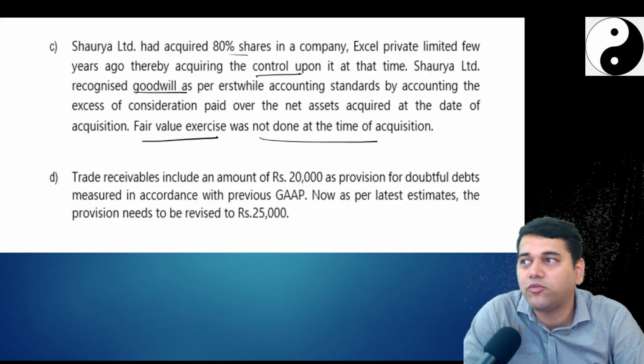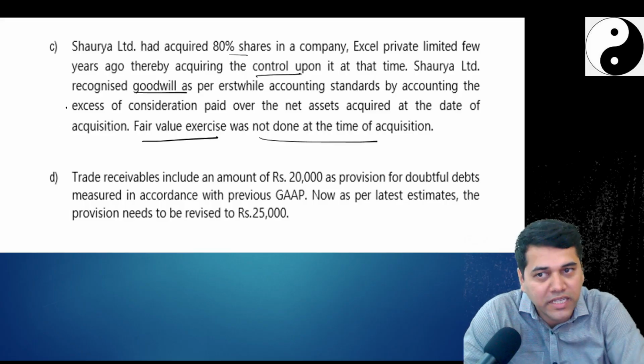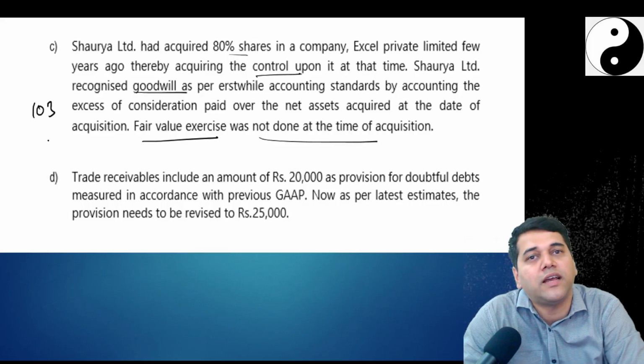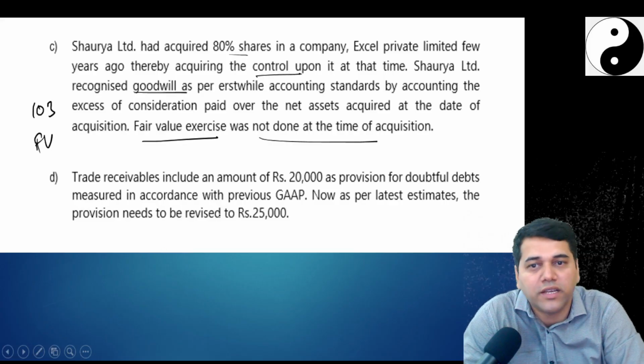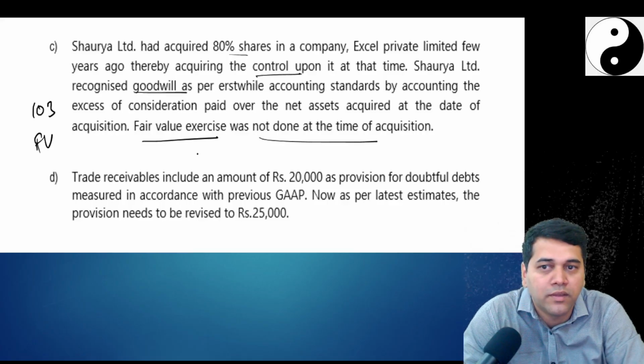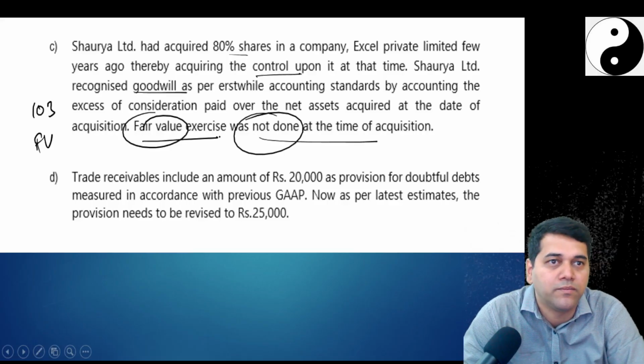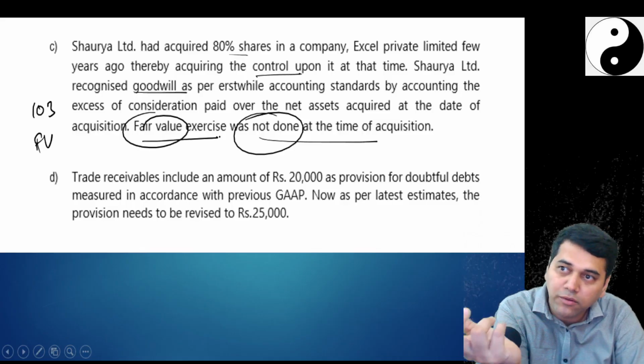But your Ind AS 103 says what? You need to recognize the assets at the fair value. But what did you do? You must have taken book value, or God knows what you have done. The fair value exercise was not done. Now, the only question is, will you take that goodwill as it is?